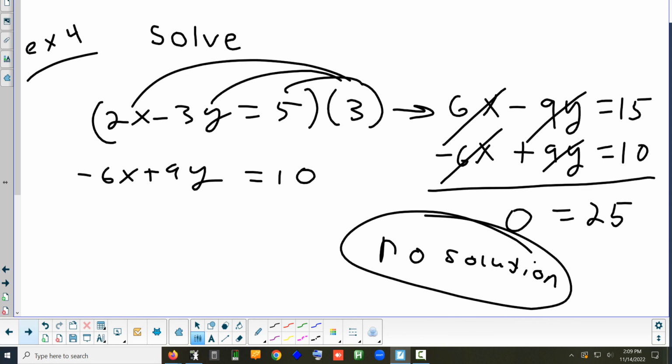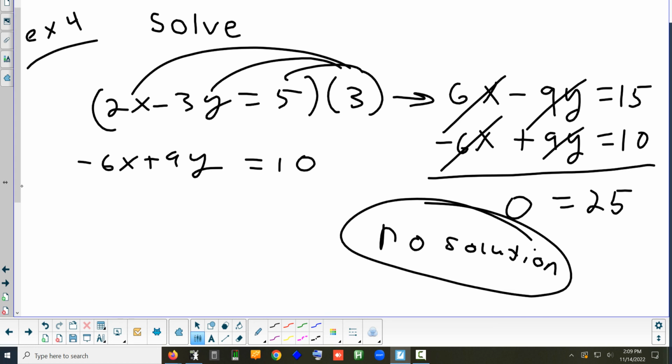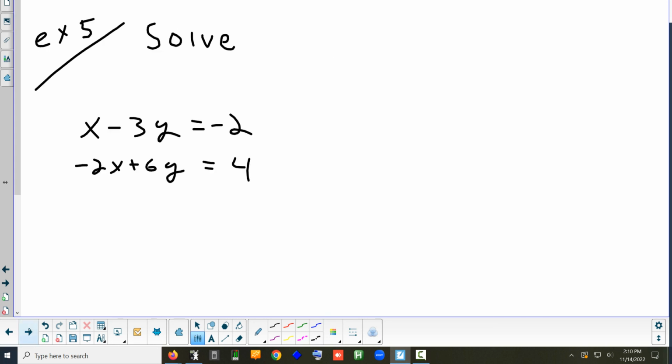So when all your letters disappear, it's either no solution or infinite solution. Any question on that? Let's try one more with 2 variables, and then we're going to finish up with 3. Three's a little harder. Okay, but let's do one more with 2.